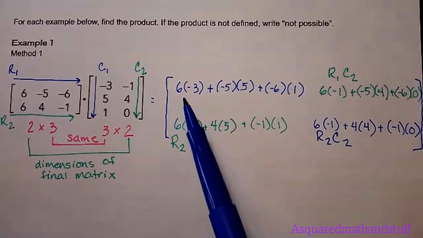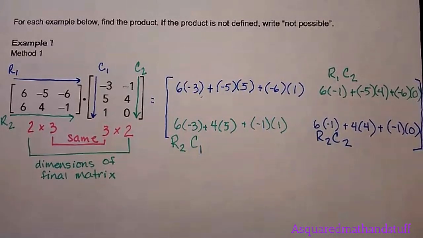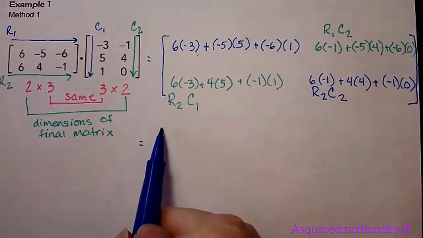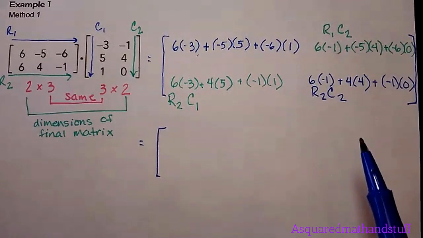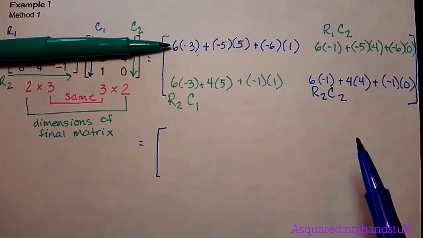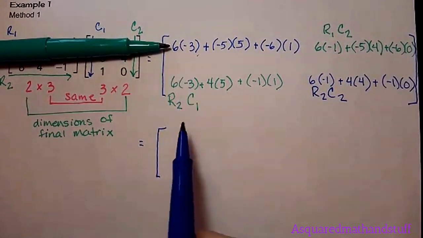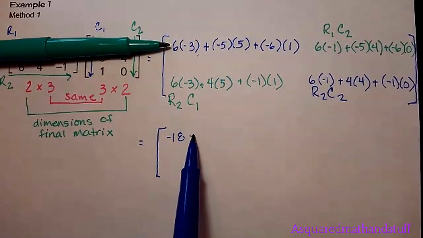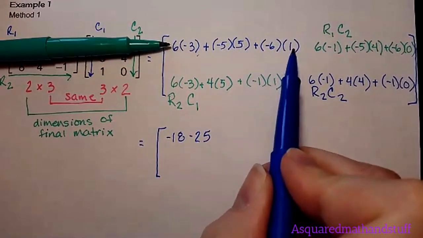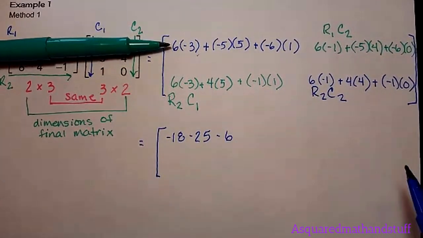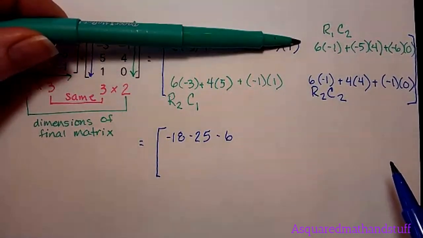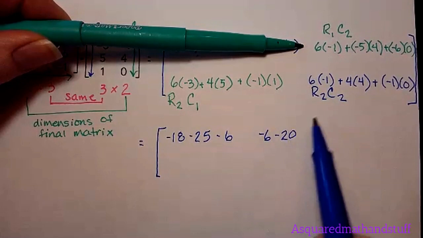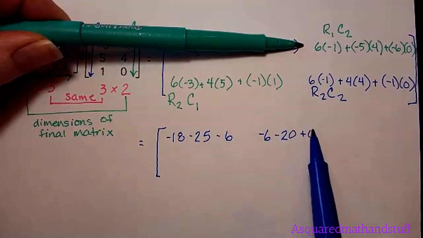Now what we want to do is go ahead and multiply each of these numbers out. So let me move this up. We will multiply each of those out, and focusing here on row 1, column 1, we have 6 times -3 gives us -18, plus -5 times 5 is a -25, plus -6 times 1 is -6. Moving over to row 1, column 2, I'll have -6 minus 20 plus 0.